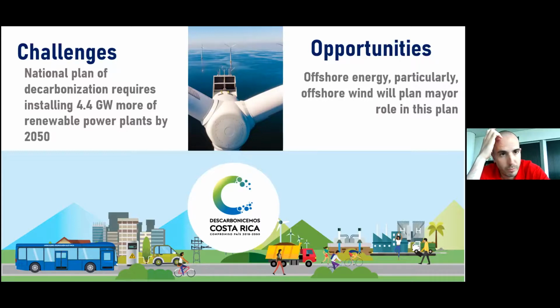The most important challenge is that the current national decarbonization plan needs 4.4 gigawatts of installed renewable energy for the next 3 decades. So we need to move fast. We need to take a decision on that as soon as possible. We have very good opportunities, because offshore wind can play a major role in this plan.